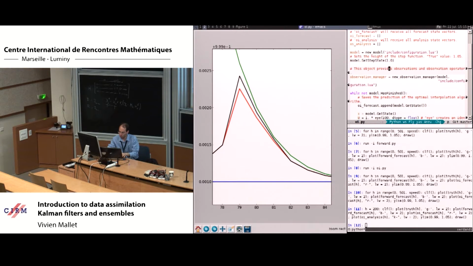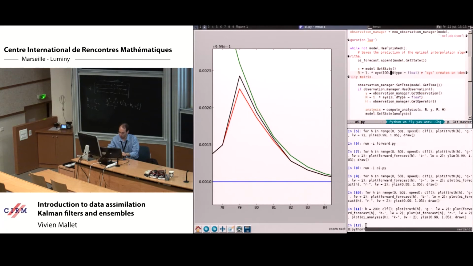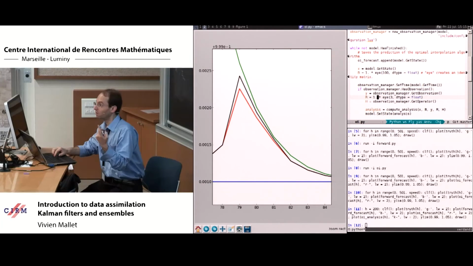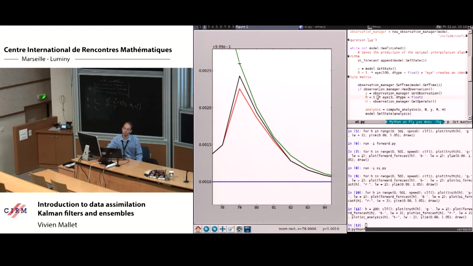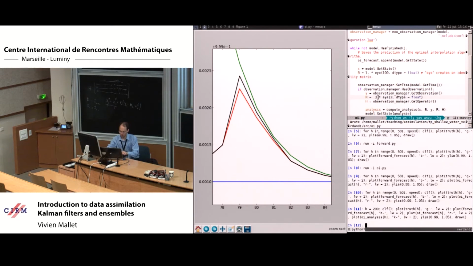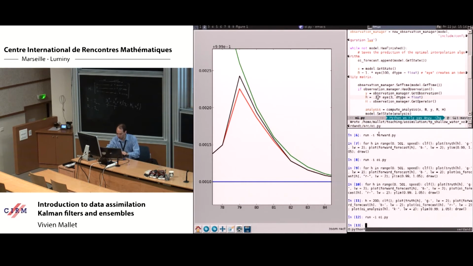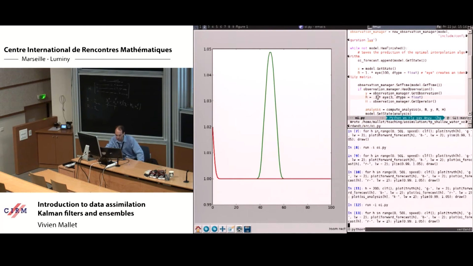For the test, if you like, we can also change this. You see in the code, B equals 1 times identity, and R equals 1 times identity. But now, if I want my analysis to be closer to the observation, what am I going to do? I'm going to decrease R, the error variance on the observations, to put more confidence into the observations. So the error variance is 1, but for instance I put 0.2 instead. And I run my optimal interpolation again.